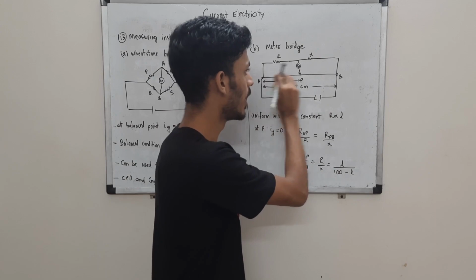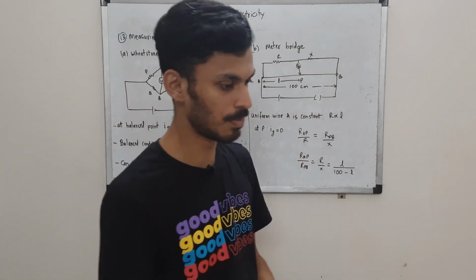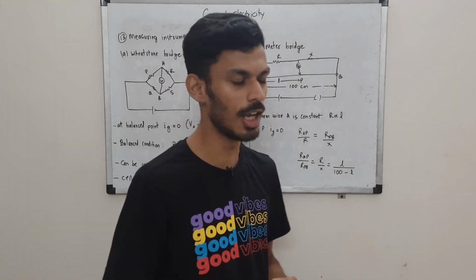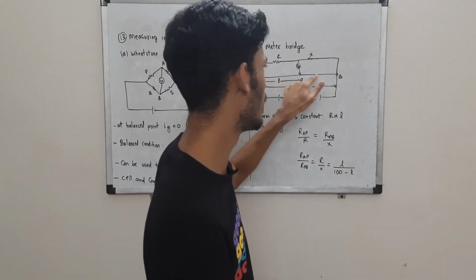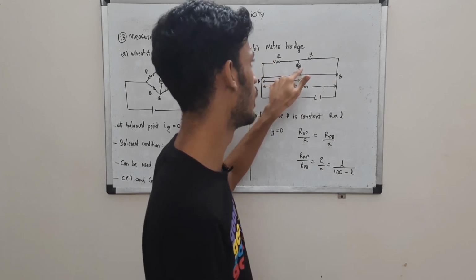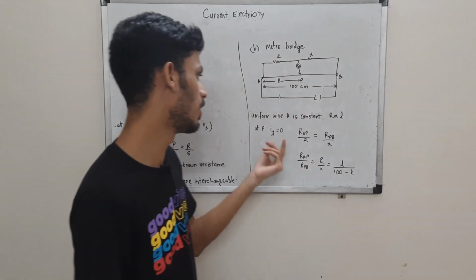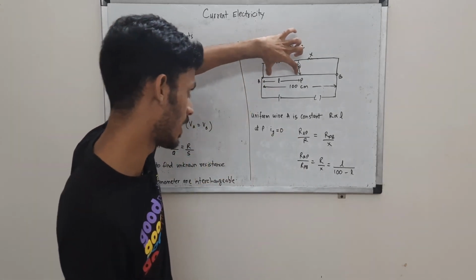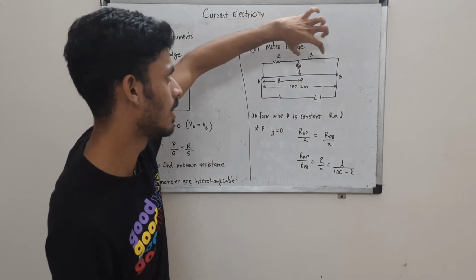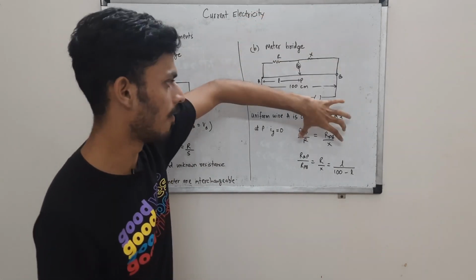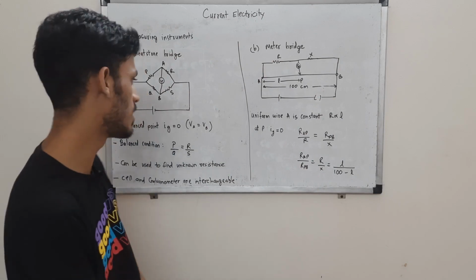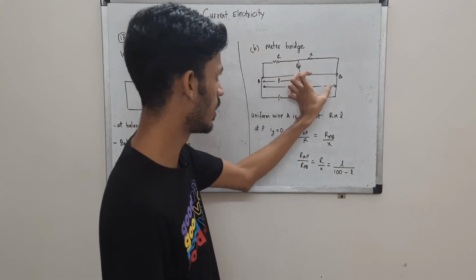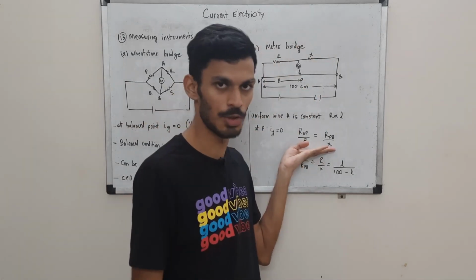You just have to slide a jockey over the wire. This is called a jockey, and you slide it over the wire. At a certain point on the wire, the galvanometer will show 0 deflection, the current will become 0, which means that the resistance of this section of wire and this section will be in the same ratio as these resistances. The balancing condition, when Ig is 0, this by this will be equal to this by this. That is the same ratio that we can use.